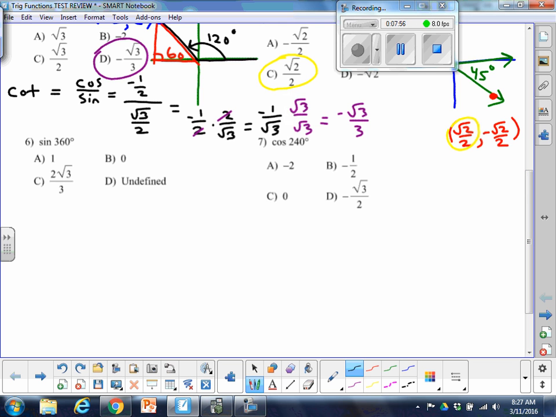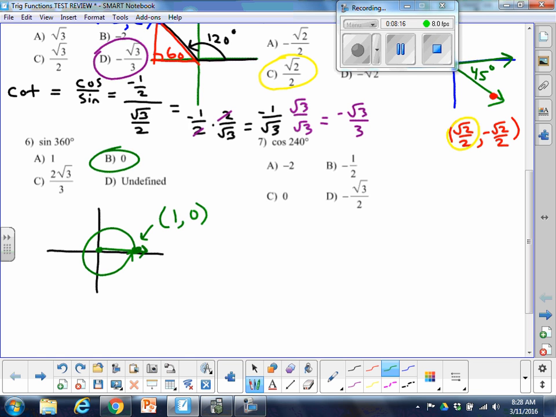Now the sine of 360. Again, if we think about where that ends up on the unit circle, we always start here. We need to do a full rotation and end up right back where we started. So the point right there on the unit circle is the one with the (1, 0). And the sine, of course, is just the y value, so the sine of 360 is 0.